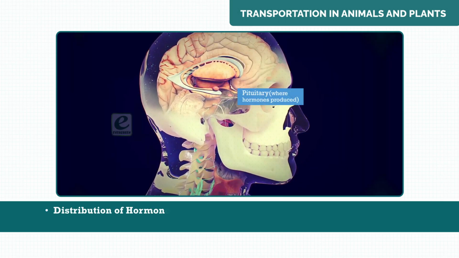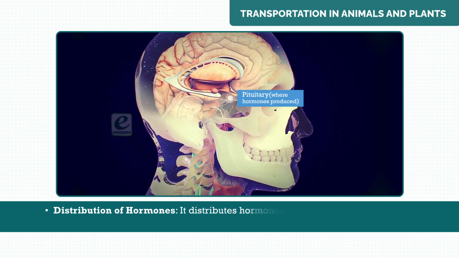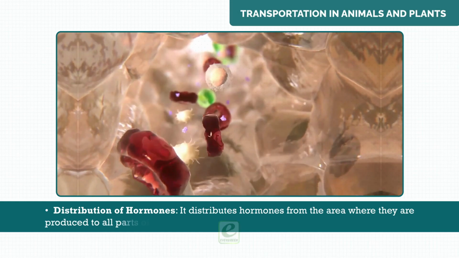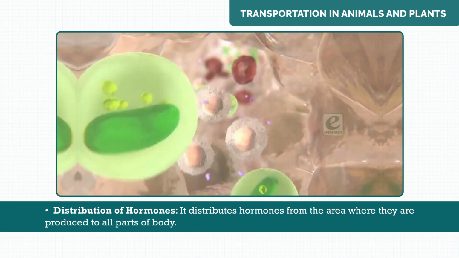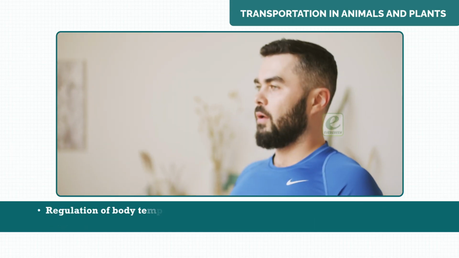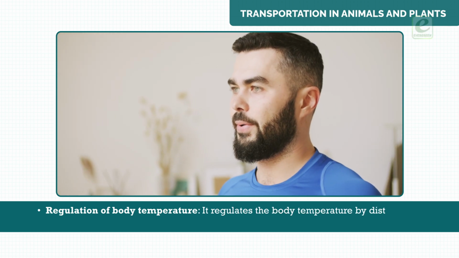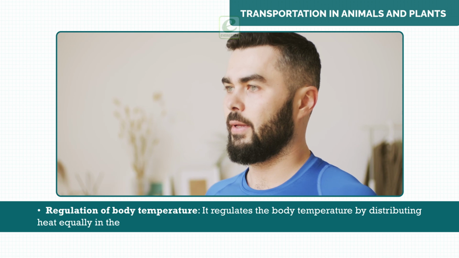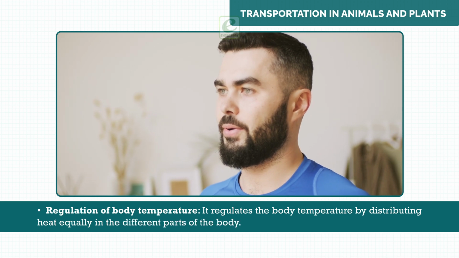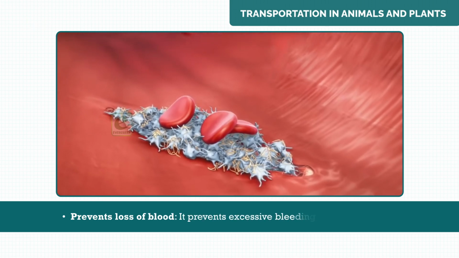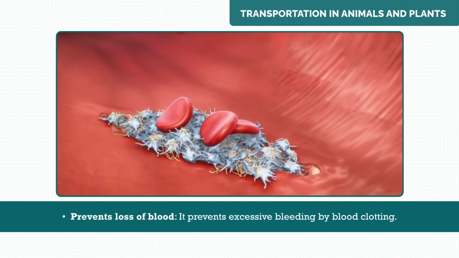Distribution of hormones. It distributes hormones from the area where they are produced to all parts of the body. Regulation of body temperature. It regulates the body temperature by distributing heat equally in the different parts of the body. Prevents loss of blood. It prevents excessive bleeding by blood clotting.